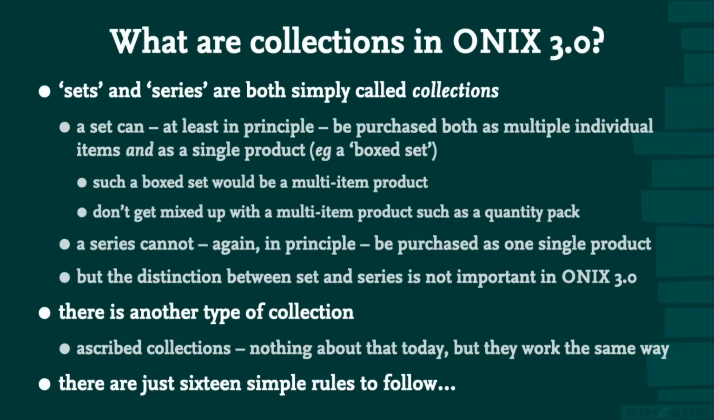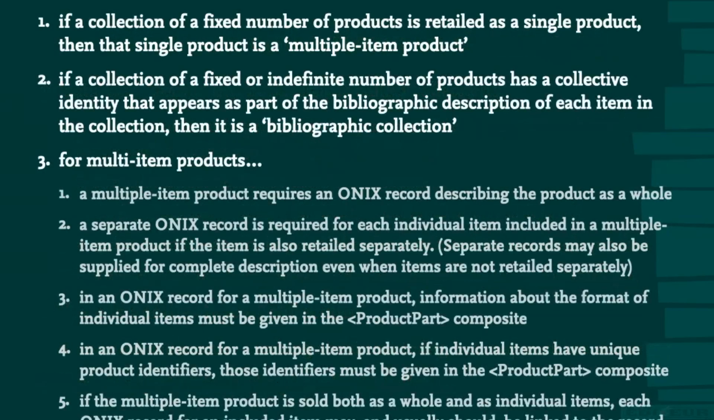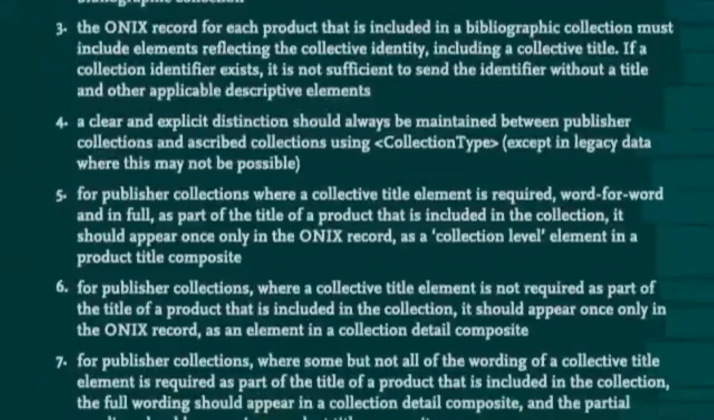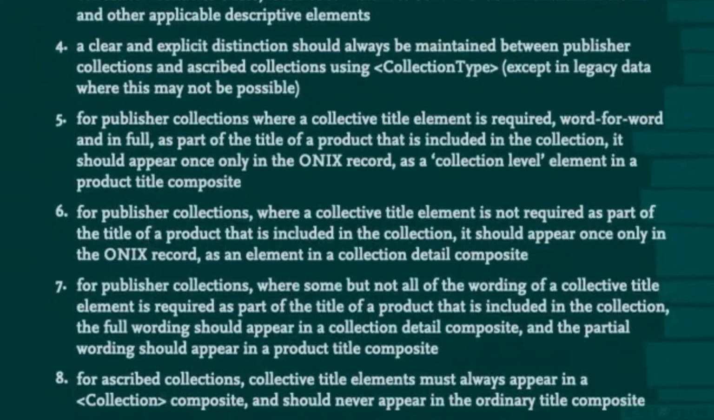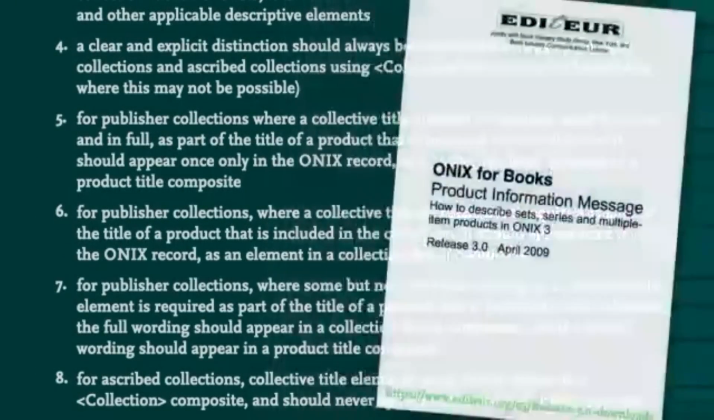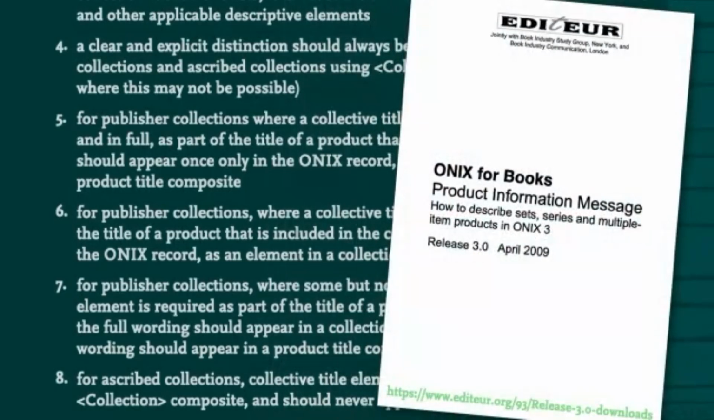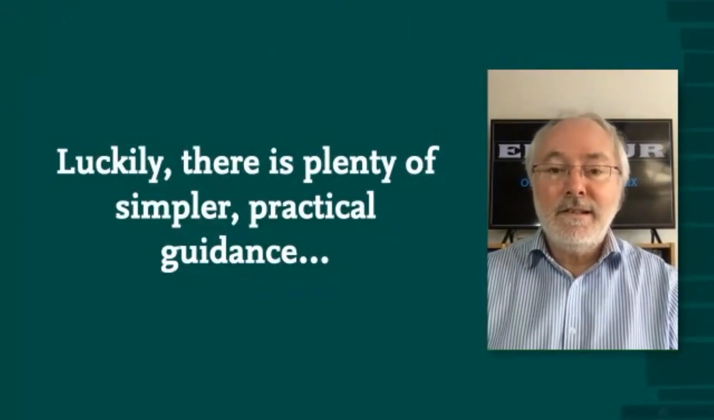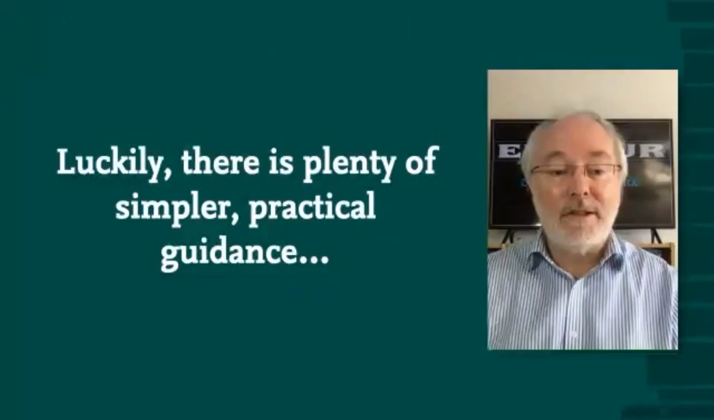So to create Onyx product records for products in a collection, there are just 16 simple rules to follow. And here they are. I'll let them scroll past slowly so you can read them. Got that? These rules are taken from this, the rather dense and detailed 25-page document, How to Describe Sets, Series and Multi-Item Products in Onyx 3. Luckily, there's plenty of simple, practical guidance. So let's just take a look at a real-world collection.